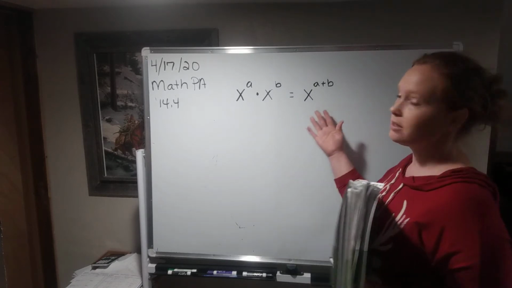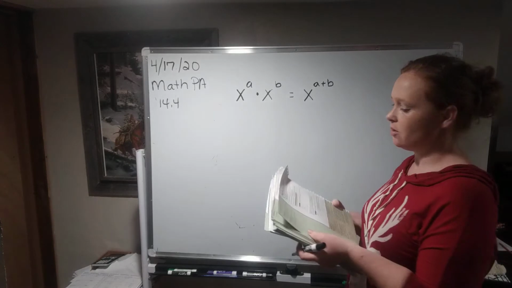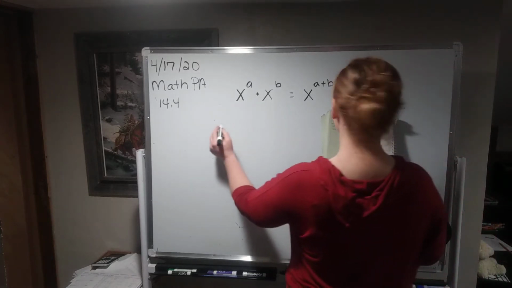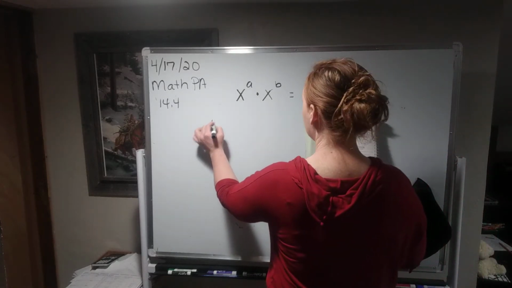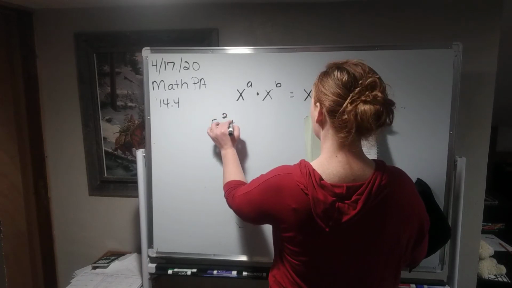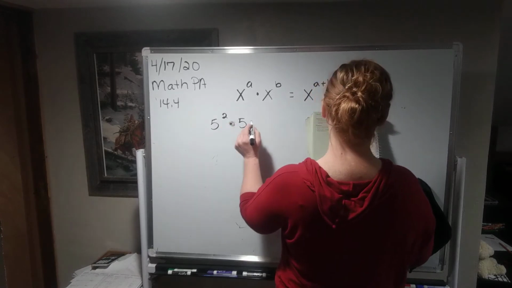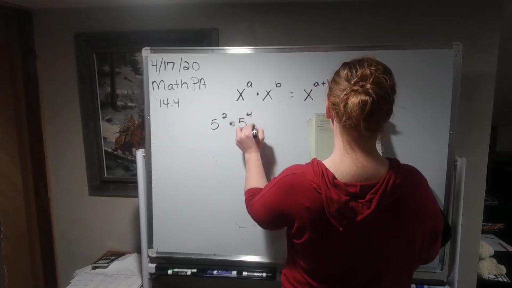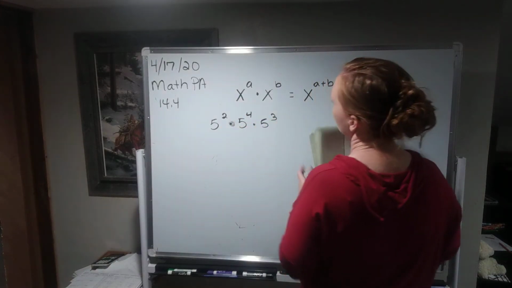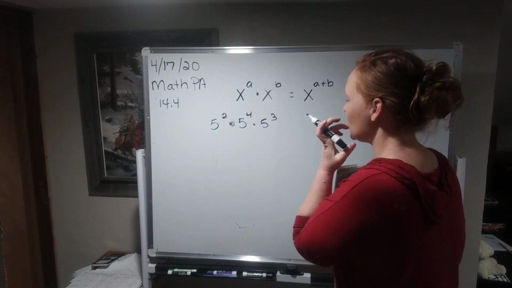This is a good thing to write down so we remember, and then I'll explain it because I know it's easier if you see it with numbers. So let's look at example 1a. It says 5 squared times 5 to the 4th power times 5 cubed. When I multiply these, I'm going to add the exponents.